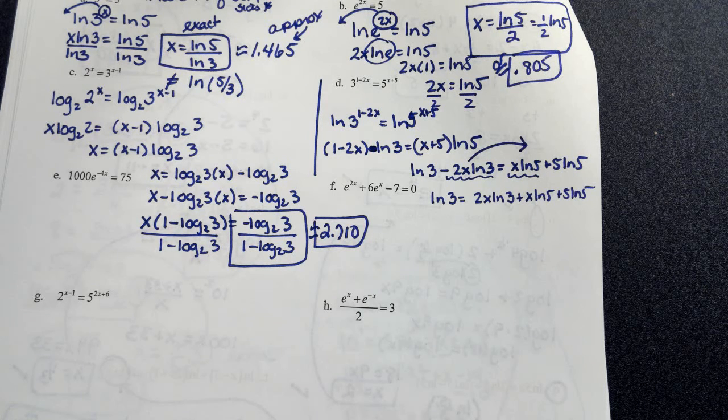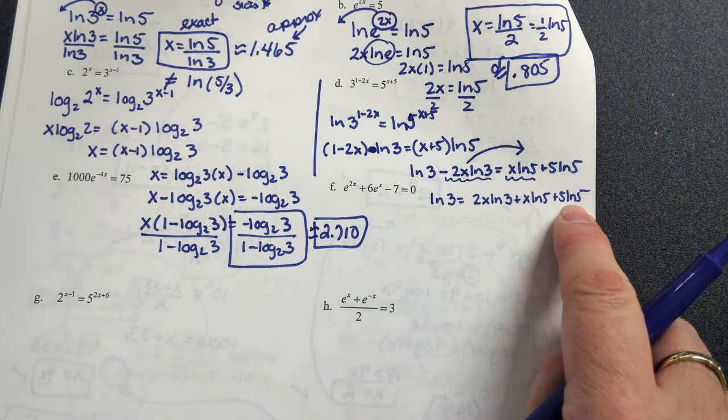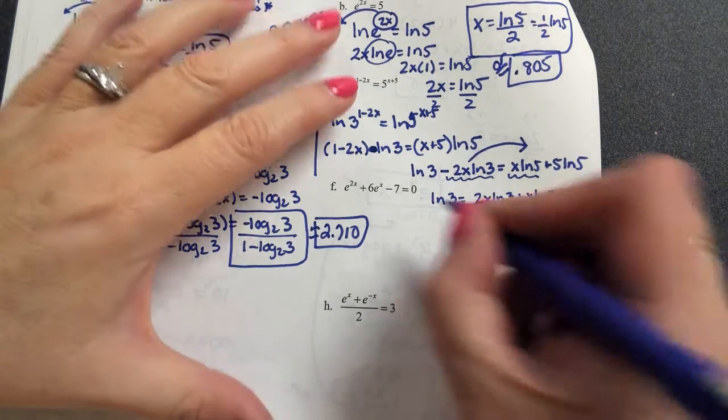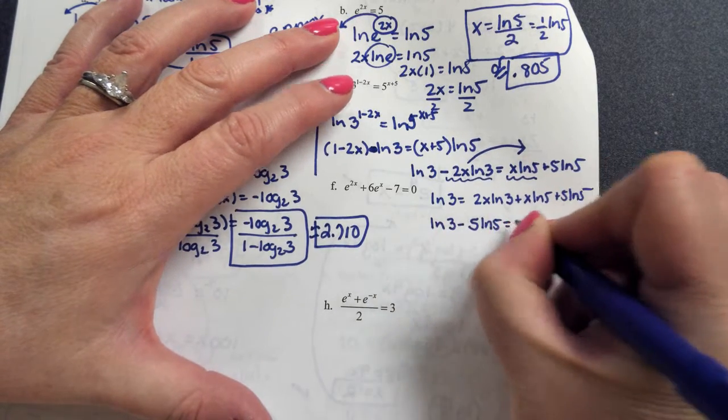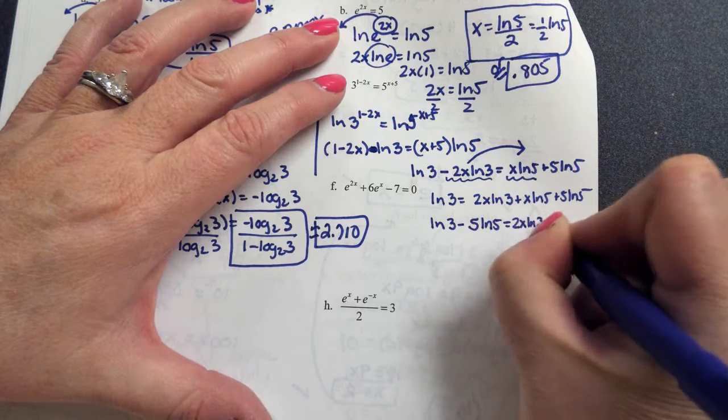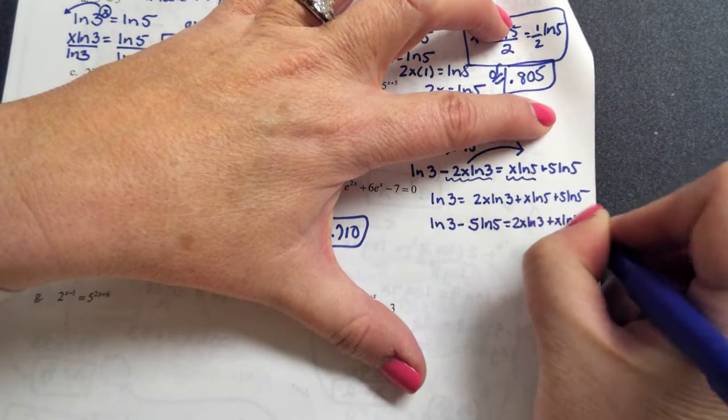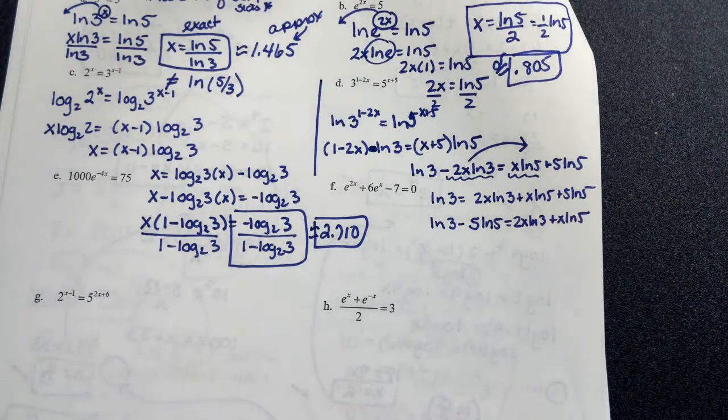So now notice at least I have all my x's on one side of the equation. I want to make sure everything on the right-hand side has an x. So what do you think I'm going to have to do with this 5 ln of 5? Subtract it. So I have the natural log of 3 minus 5 natural log of 5 is equal to 2x ln of 3 plus x ln of 5. Now, everything on the right-hand side of the equation has my x's.